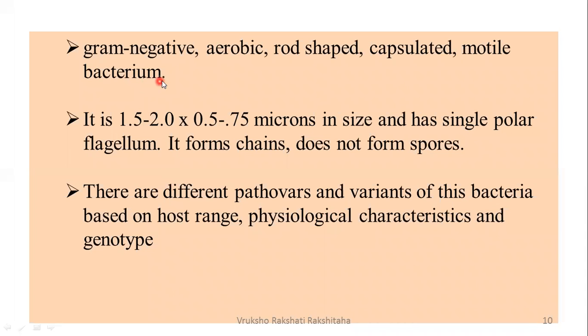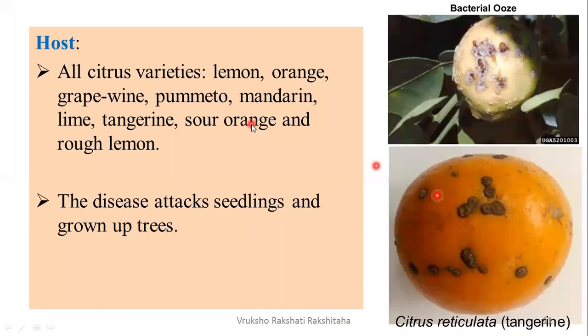This bacteria is gram-negative, it is aerobic, it is rod-shaped, it is capsulated, and it is motile. It is about 1.5 to 2 into 0.5 to 7.5 microns in size, and it is monotrichous. It forms chains and it does not form the spores. There are different pathovars and variants of this bacteria as has already been discussed.